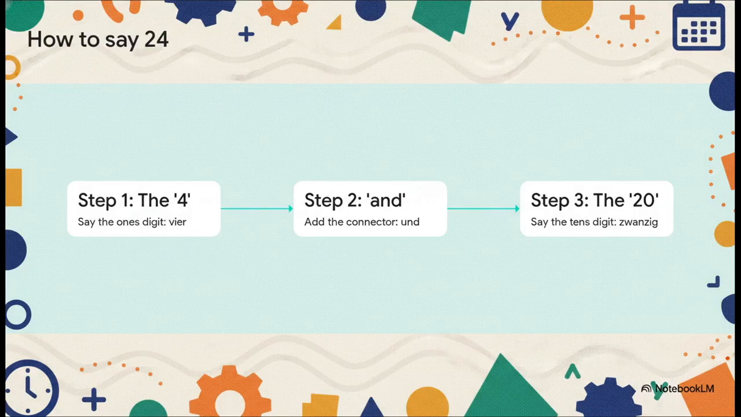Let's break it down with the number 24. Step 1. You say the 4, which is vier. Step 2, you add und for and. And step 3, you add the 20, which is zwanzig. Slam it all together, and what do you get? Vierundzwanzig, 4 and 20. It's as simple as that. So that means 21 is einundzwanzig, 1 and 20.